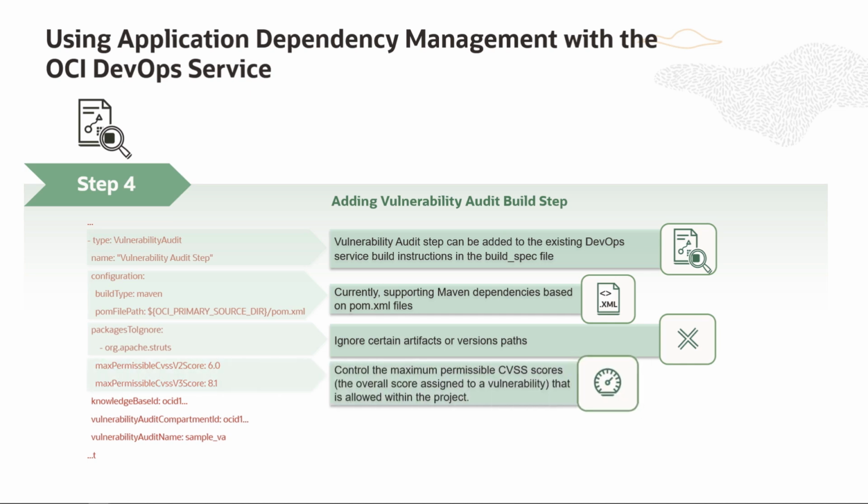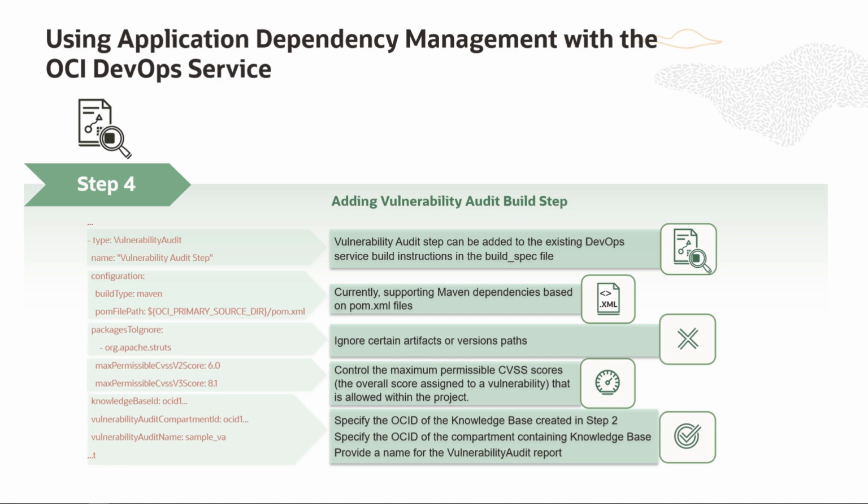You can control the maximum permissible CVSS scores that is allowed within the project. I've already discussed the severity scores earlier. Lastly, you need to specify the OCID of the knowledge base created in step 2. You also have to specify the OCID of the compartment containing the knowledge base, and you need to provide the name for the vulnerability audit report. This is the name with which the vulnerability audit reports get created within the ADM service.